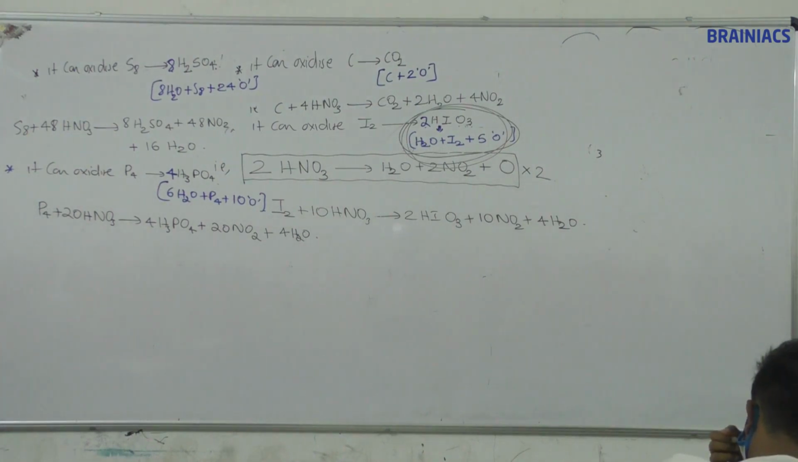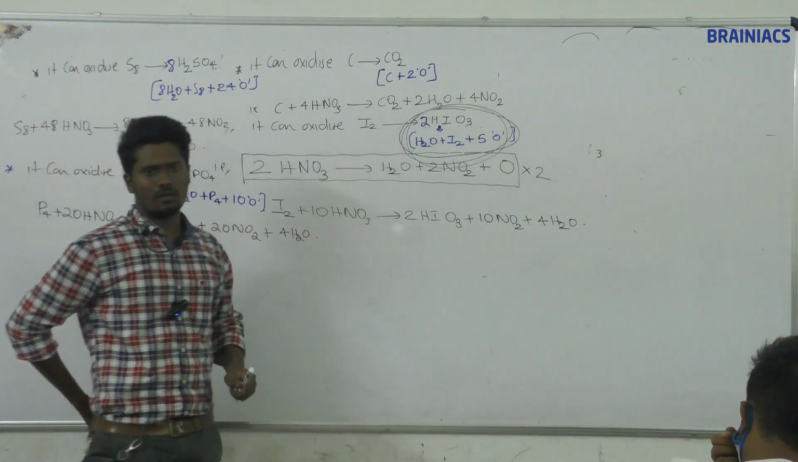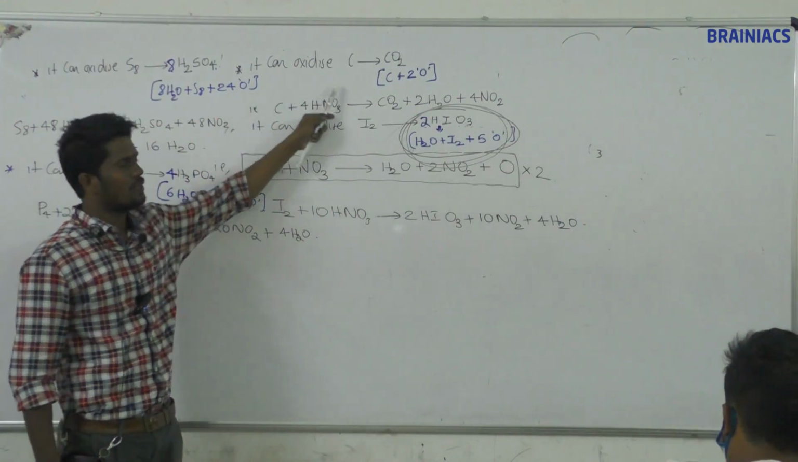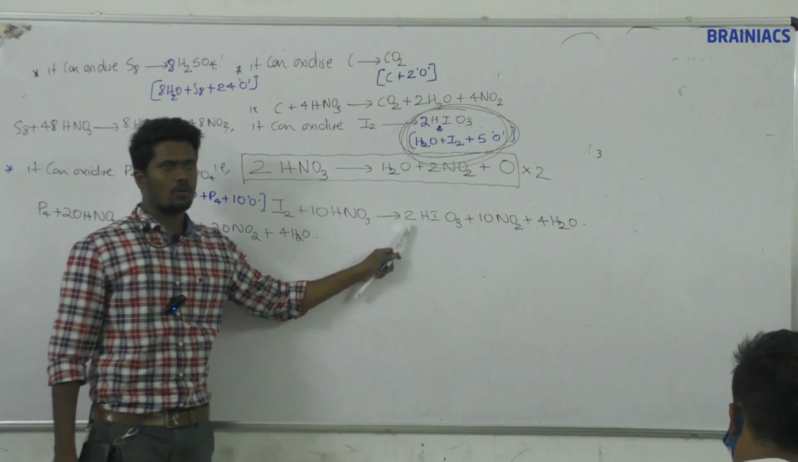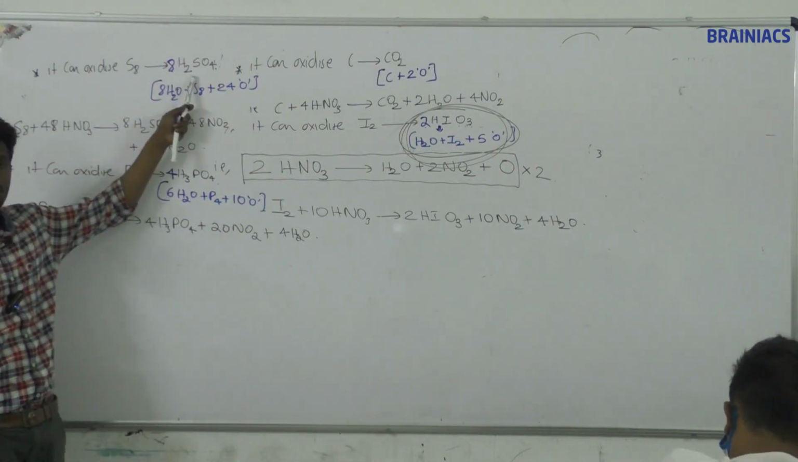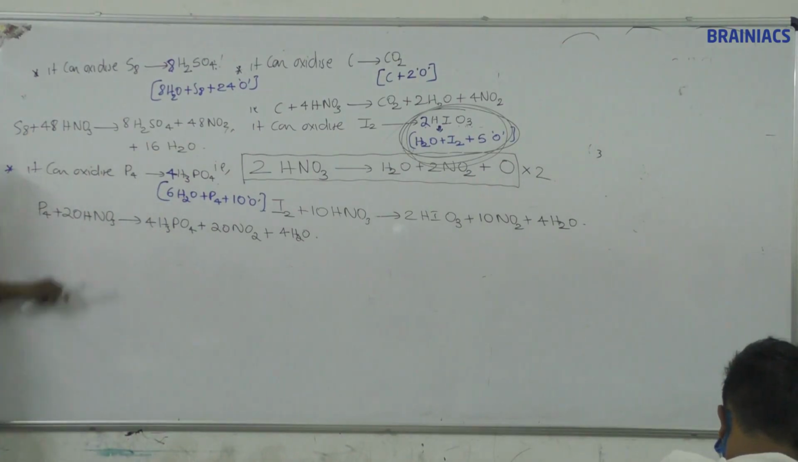Okay, so HNO3 acts as a good oxidizing agent because it decomposes to give water and nascent oxygen. So it can oxidize carbon into CO2, I2 into HIO3, S8 into H2SO4 and P4 into H3PO4. So this is the balanced equation. Okay.